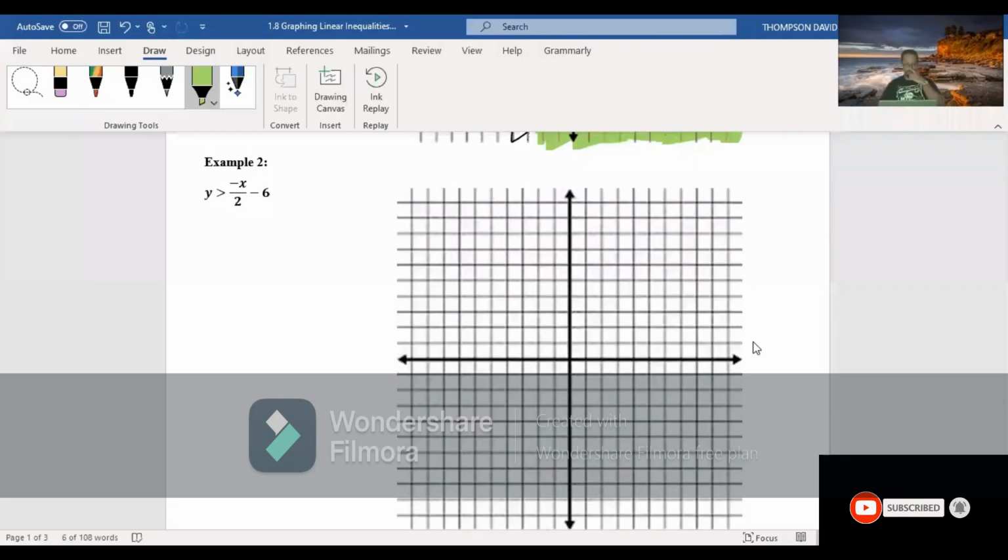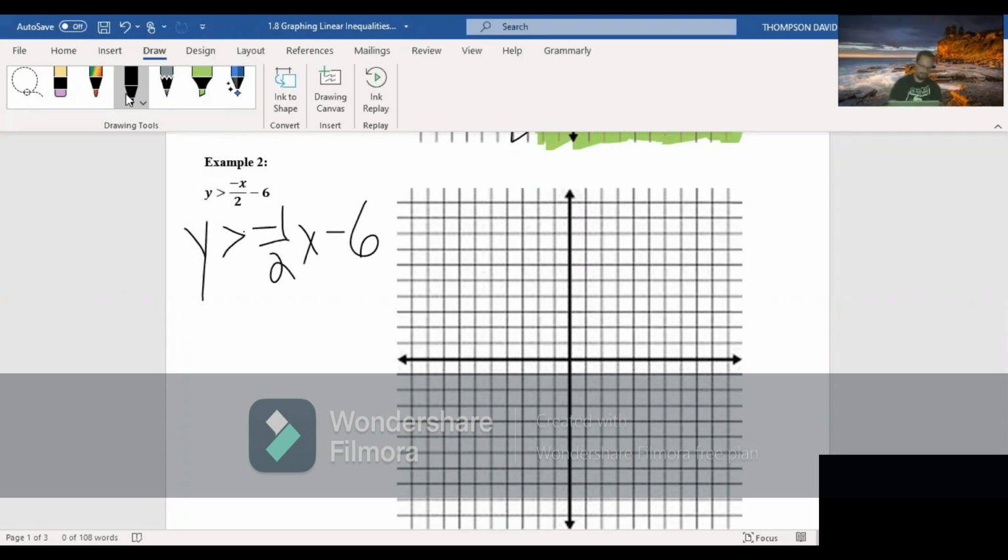Example 2. We're given y is greater than negative x over 2 minus 6. So the first thing you might want to do is rewrite this in slope-intercept form so we can see the slope. So we say y is greater than negative 1/2 x minus 6. We take note that our b equals negative 6 and our m equals negative 1/2.